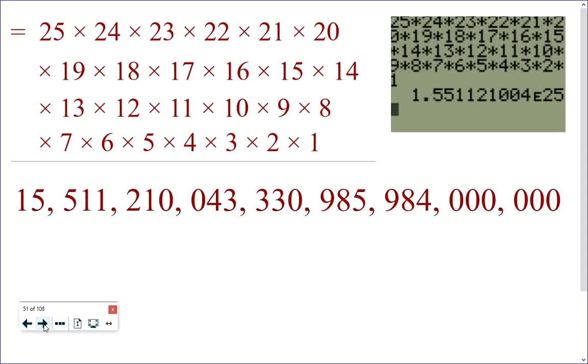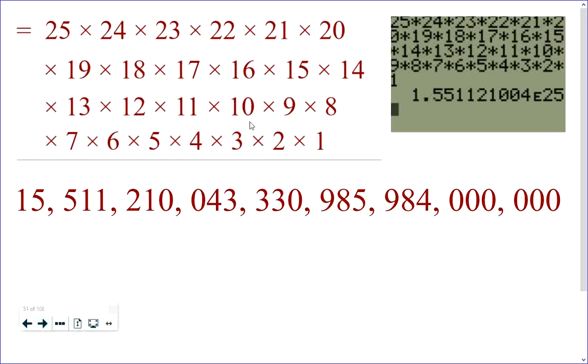I put this into Excel so I could see all of the place values. By the way, it might be curious that it ends in a whole bunch of zeros, but it really shouldn't be a surprise when you consider that there's a couple of 10s in here. There's also 2s times 5s in here. You're going to get a whole bunch of 10s at the end. Okay.